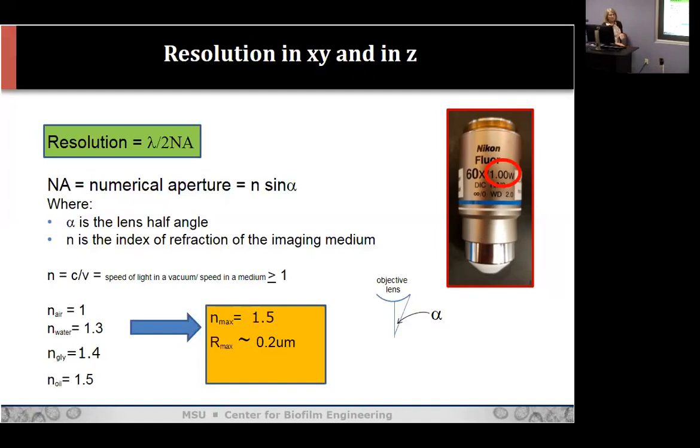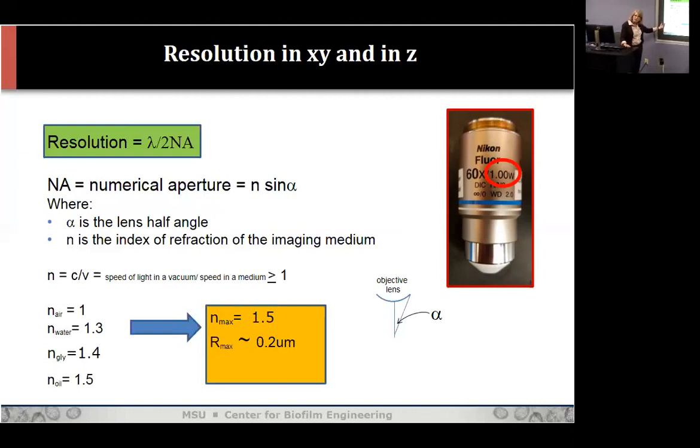If you remember physics, N is a ratio of the speed of light in a vacuum to the speed of light in a medium. It always slows down. So this number is always going to be bigger than or equal to 1. And here at the bottom are the media that we can see through. So these are our options. If we're trying to get the highest NA, the best resolution, we'd go for oil.